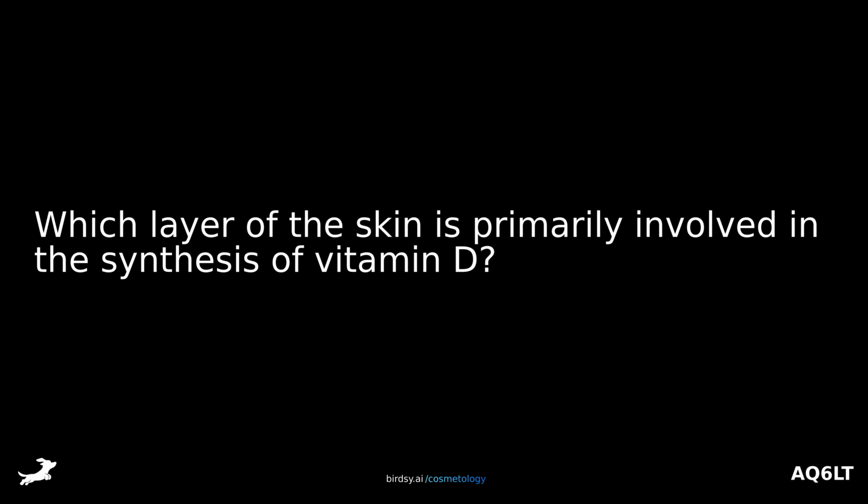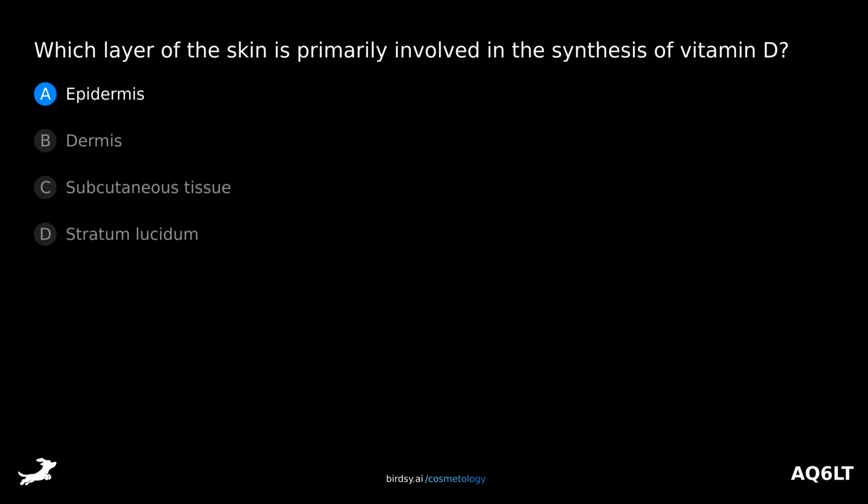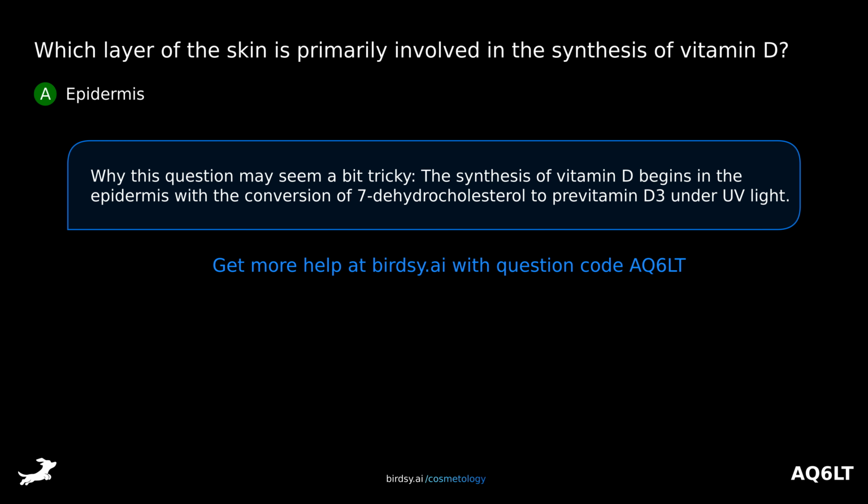Which layer of the skin is primarily involved in the synthesis of vitamin D? Is it A, epidermis, B, dermis, C, subcutaneous tissue, or D, stratum lucidum? The answer is A, epidermis. While this question may seem a bit tricky, the synthesis of vitamin D begins in the epidermis with the conversion of 7-dehydrocholesterol to pre-vitamin D3 under UV light.